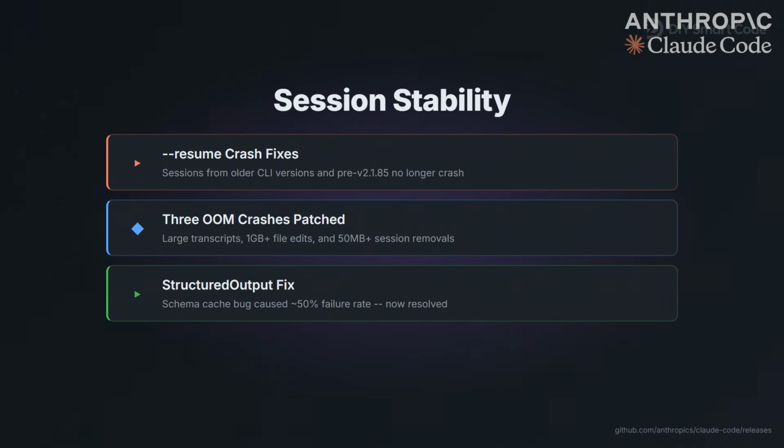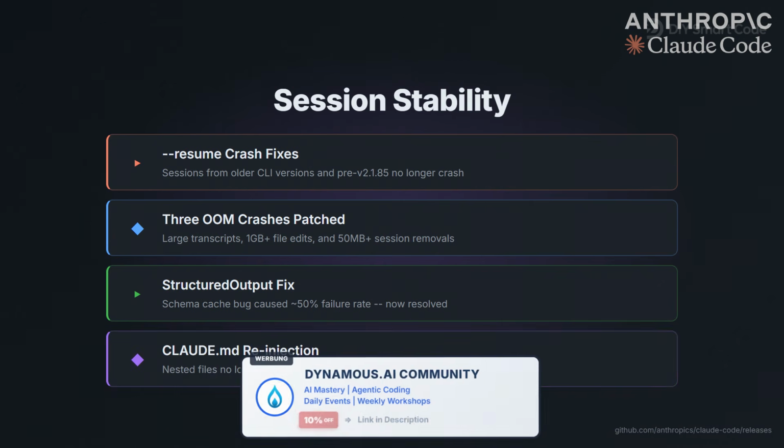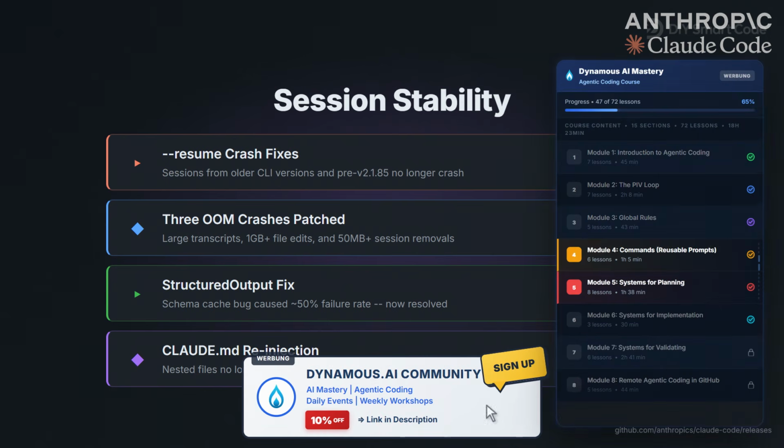StructuredOutput had around a 50% failure rate from a schema cache bug, and nested CLAUDE.md files were being re-injected dozens of times in long sessions.